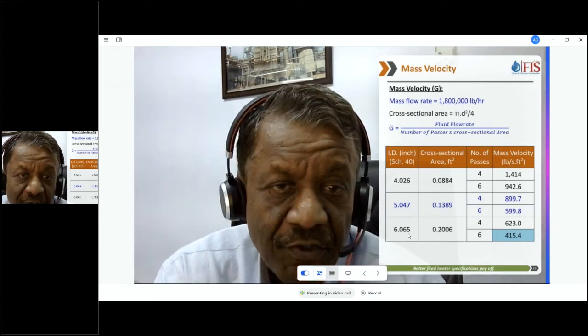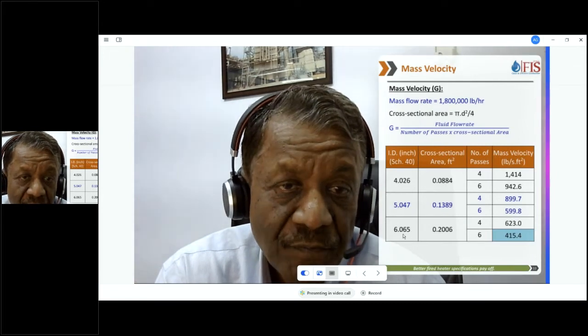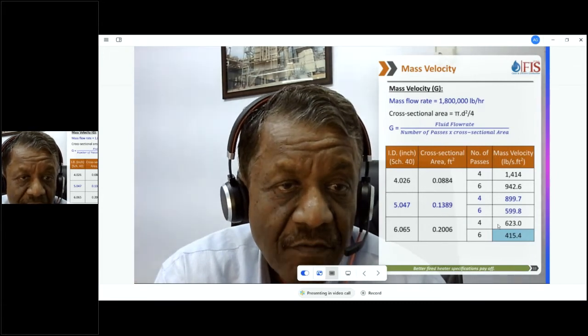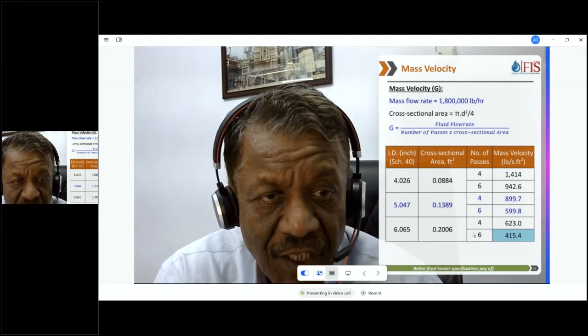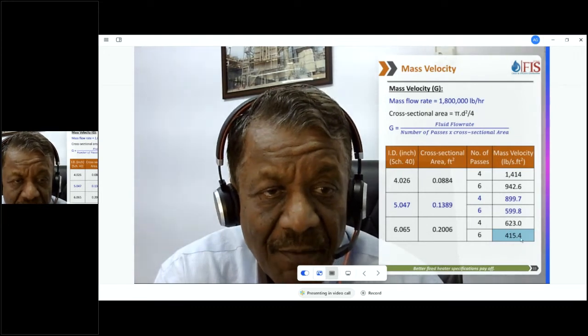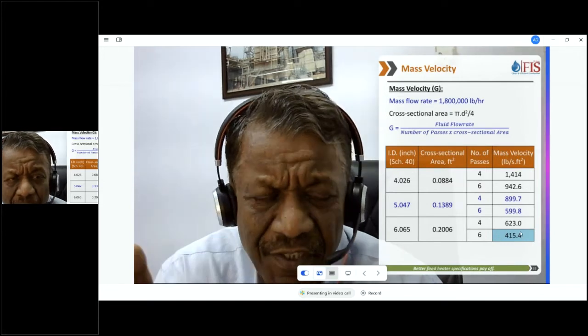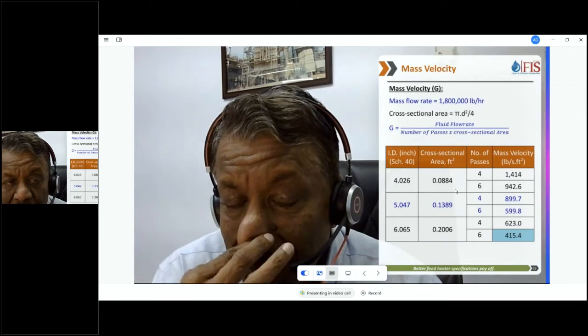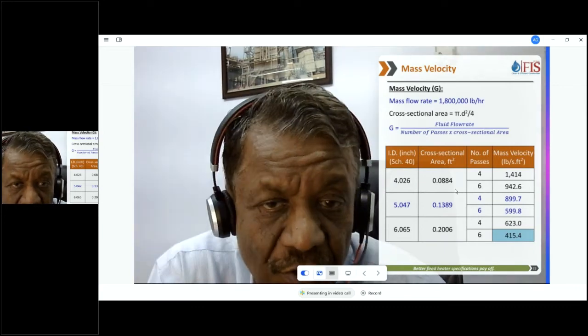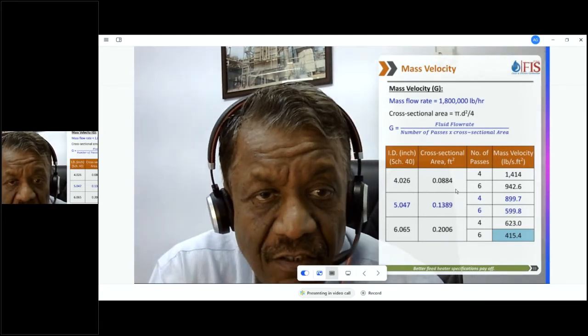So then we went to 6-inch pipe, and we looked at, with 4 passes, we get a mass velocity of 623. With 6 passes, we get a mass velocity of 415, which is pretty decent. And for all these mass velocities, we have to see what is going to be the pressure drop now.